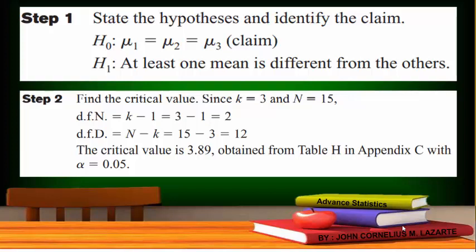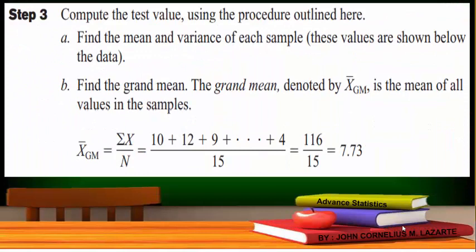We are going to use Table H that is found in Appendix C, and the critical value that we found at an alpha of 0.05 is 3.89. Proceeding to the next step, we need to compute the test value using the procedure outlined here.